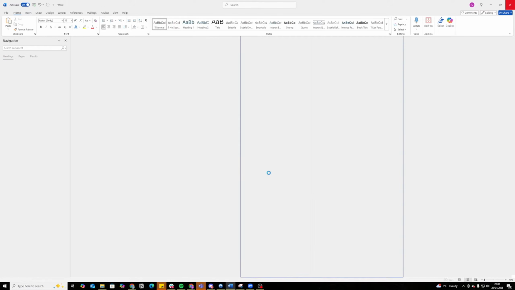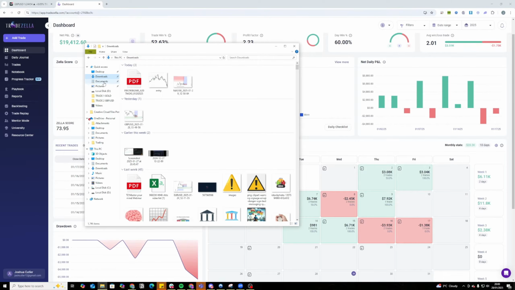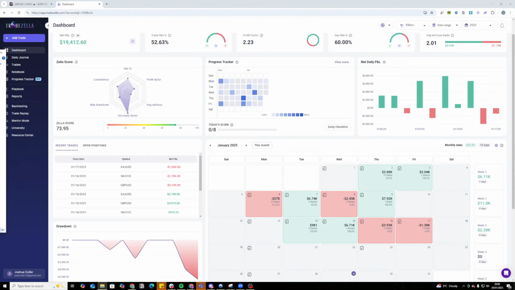So, one second. Let's see, documents. Here it is. All right, so there's the document if you want to have a read through it. It's brief, sort of explains the strategy and how it works and why it works, and then also tells you the entry criteria to follow. But let's get straight into it and start a backtesting session.